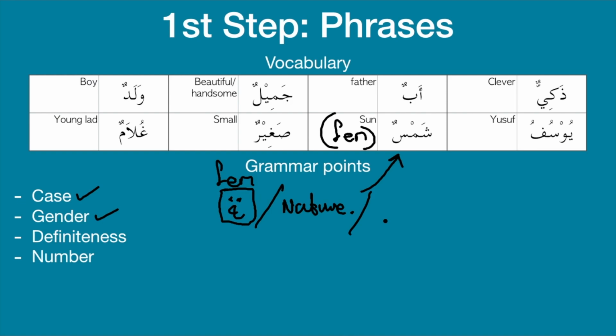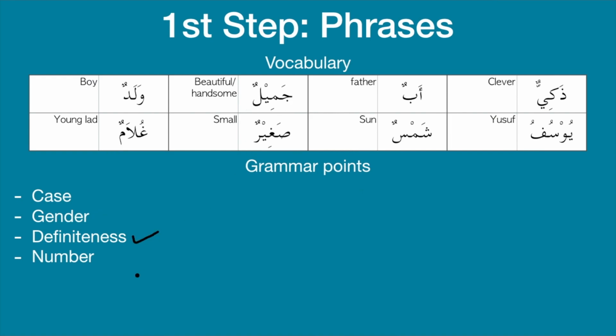But that's essentially it, right? All words are masculine. Yusuf's masculine. Ab is masculine. You know, ghulam is masculine. Waladun is masculine. They're all just words in Arabic, and there's no reason otherwise to believe they'd be feminine. So the two words have to agree in gender. If we're describing a young lad, the thing that we're saying he is, small, also needs to be the masculine form. If we're saying that he's handsome, it needs to be the masculine form.